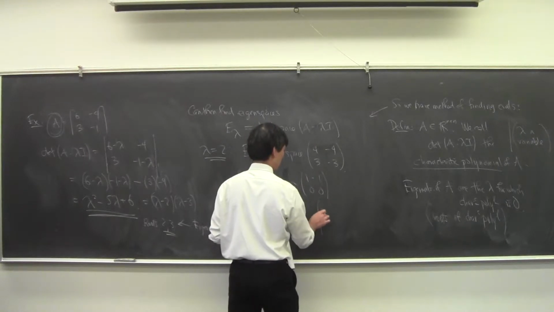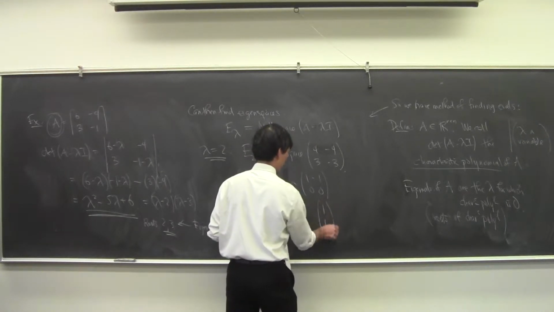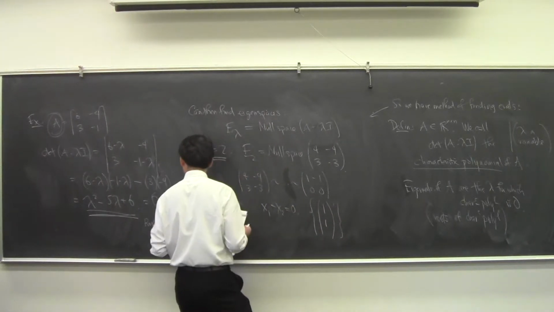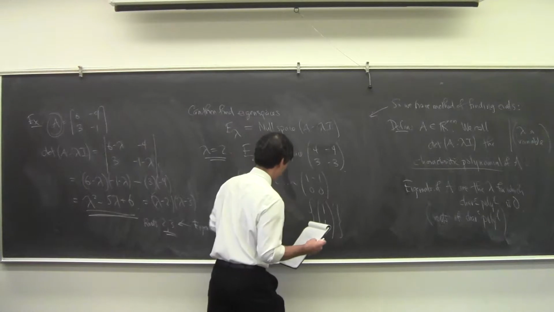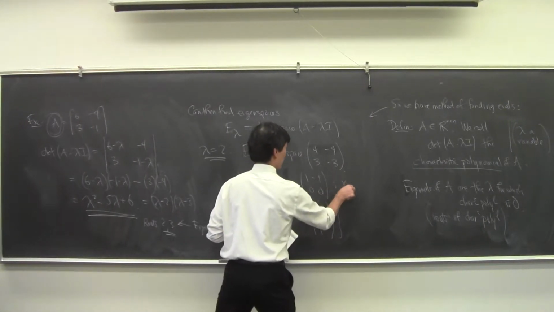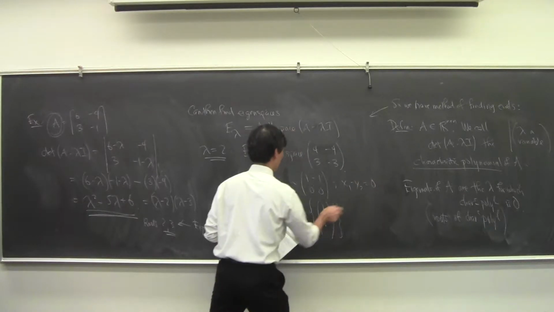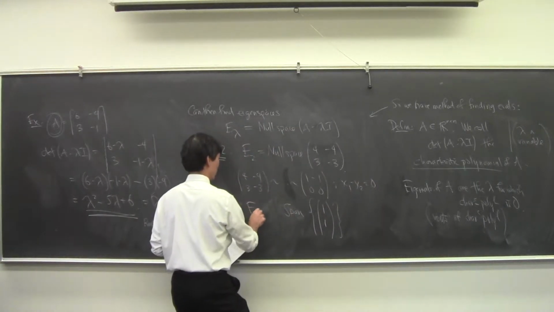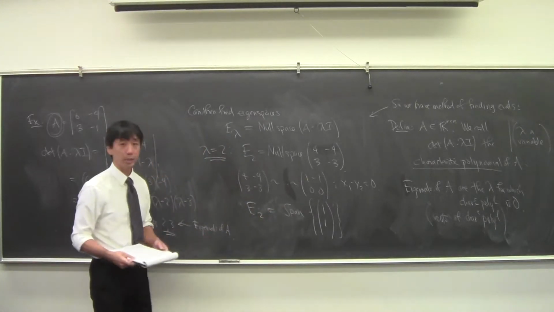So you get x1 minus x2 equals 0. So the span of 1, 1 is E2. Okay.